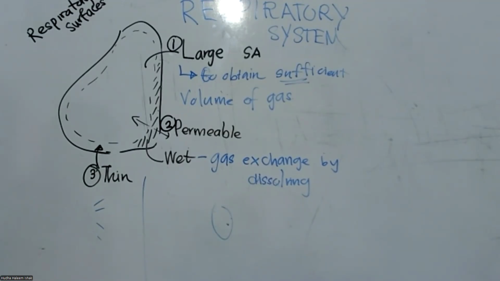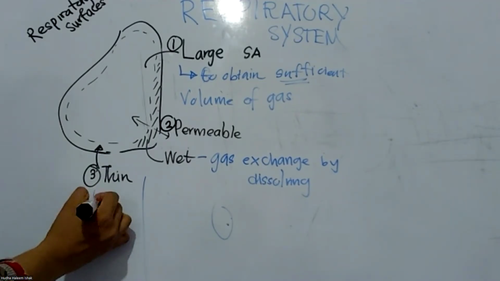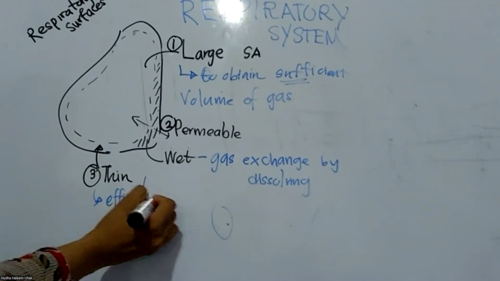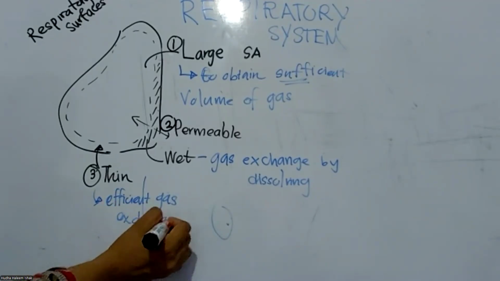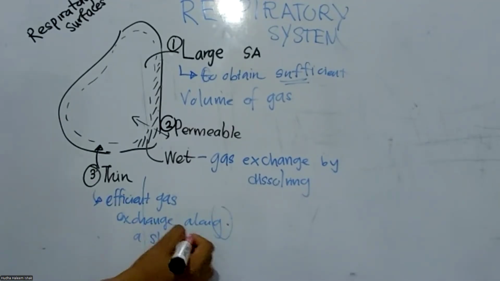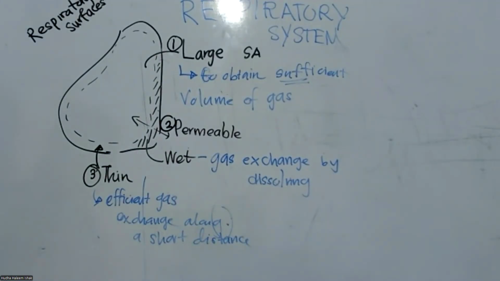The respiratory surface should be thin. Why is it supposed to be thin? Then only efficient gas exchange will take place over a short distance. Okay, for efficient gas exchange along a short distance, for this only the respiratory surface must be thin.